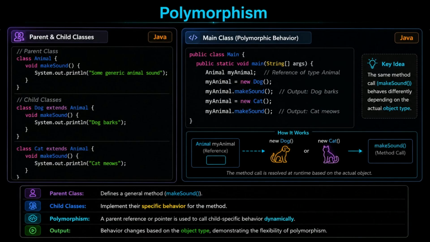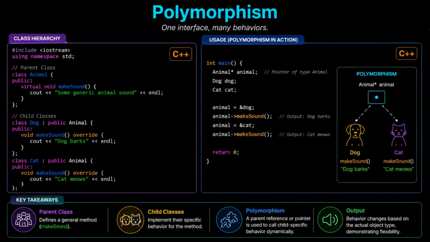Here's polymorphism as actual Java code. Dog and cat both extend animal and override its makeSound method with their own behavior. A single animal type reference gets reassigned first to a dog, then to a cat, and calling makeSound on that same reference produces different output each time, purely based on the object's actual type at runtime. That's polymorphism in action.